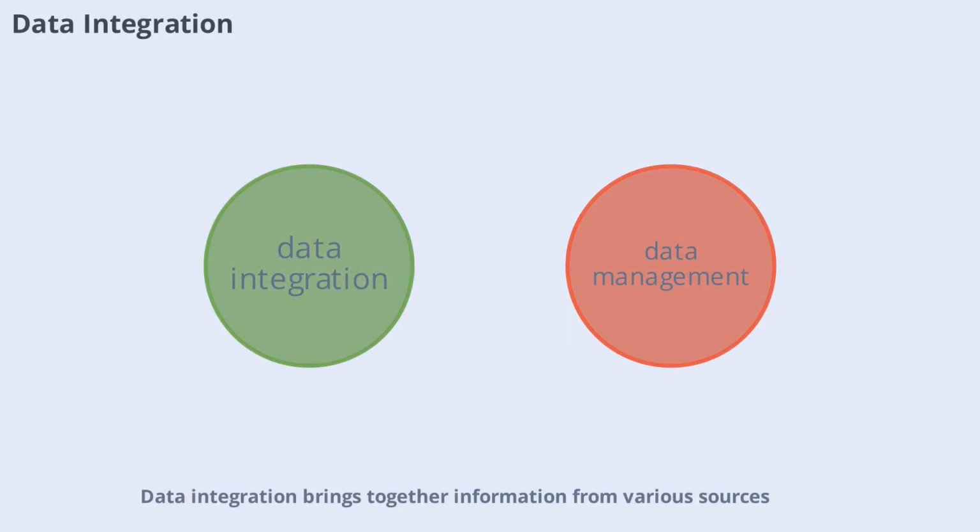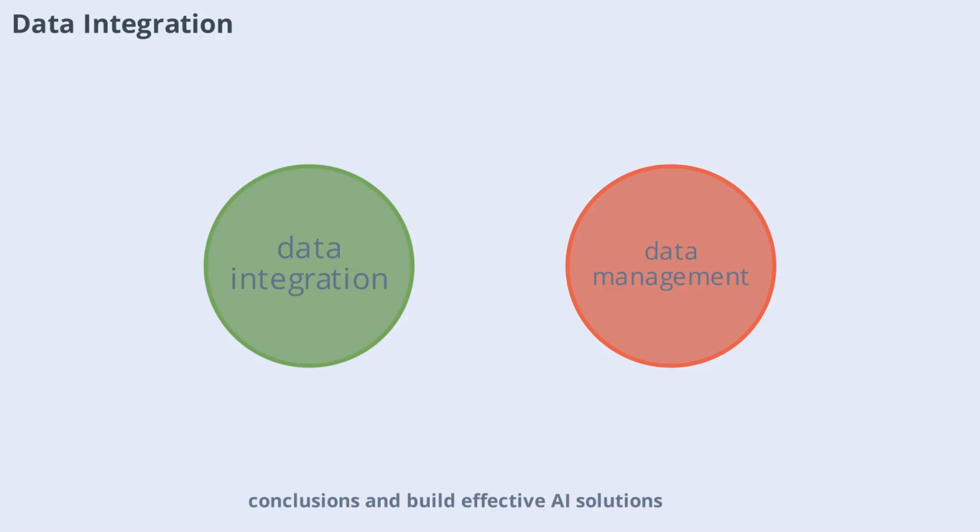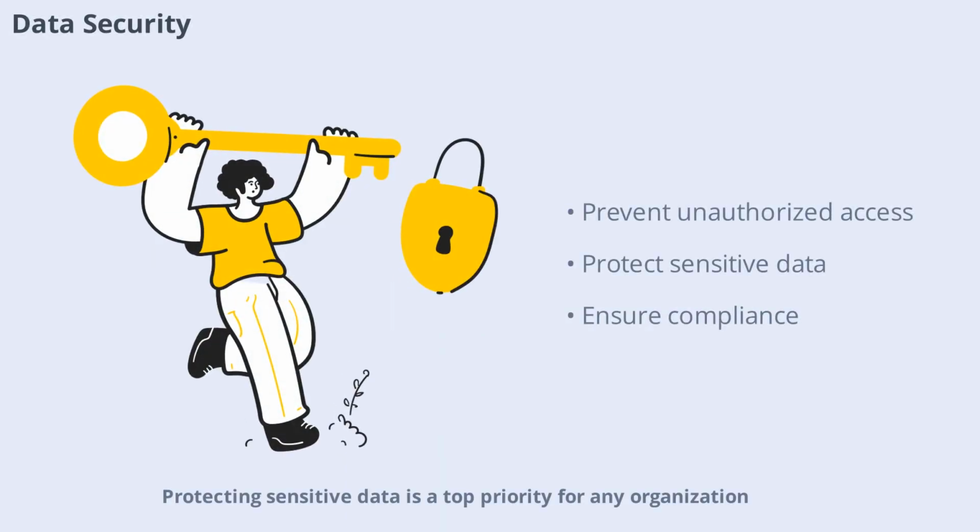Data integration brings together information from various sources, creating a unified view for analysis. This is especially important in industries where data comes from multiple departments or systems. Integration ensures consistency and completeness, making it easier to draw meaningful conclusions and build effective AI solutions. Protecting sensitive data is a top priority for any organization. A good data infrastructure includes security features and protocols to prevent unauthorized access, theft, or misuse. This not only safeguards the organization's information but also ensures compliance with regulations and best practices for privacy and security.